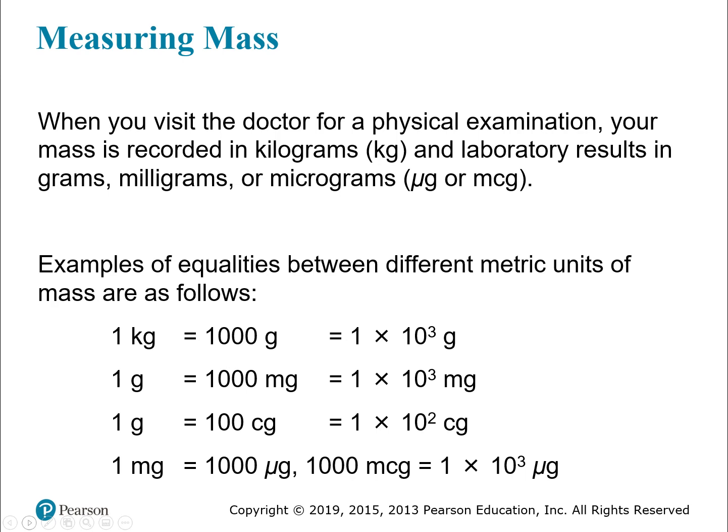Anyway, when you go in for your wellness visit, your mass is recorded in kilograms. They'll usually tell you in pounds too what your weight is. And then if you get any kind of lab work done, you'll see grams, milligrams, micrograms, etc. Below, there are some different equalities that you might need to use if you want to convert from one unit to another to kind of make life a little bit easier for understanding some of these metrics that you're looking at.